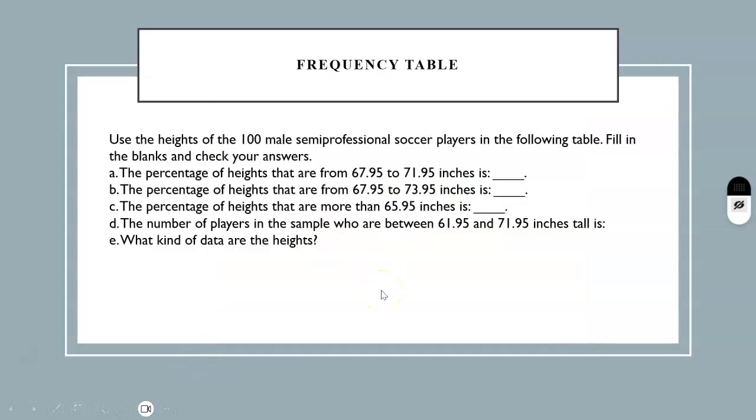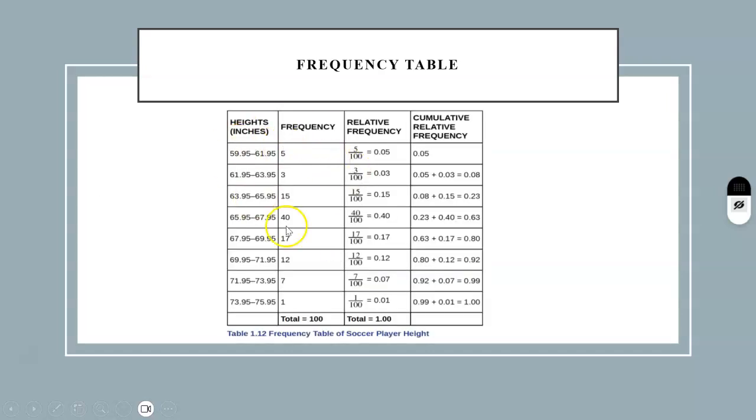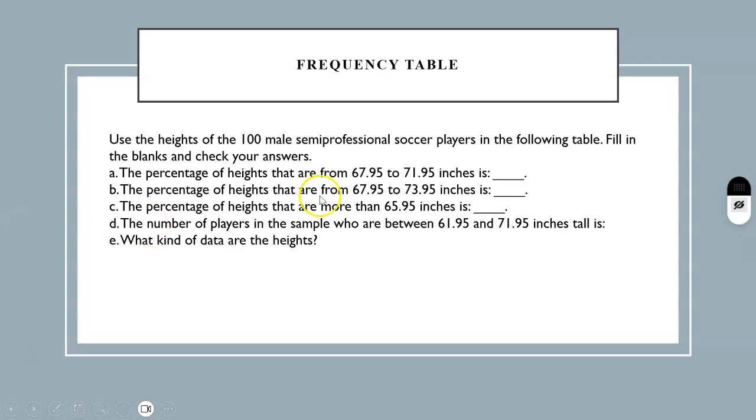So let's see an example of how to solve this. Use the heights of 100 male semi-professional soccer players in the following table. Fill in the blanks and check your answers. You can see here the height and frequency are given. The relative frequency and cumulative relative frequency are also given, but we'll see how to calculate them first, and then we will answer the questions.